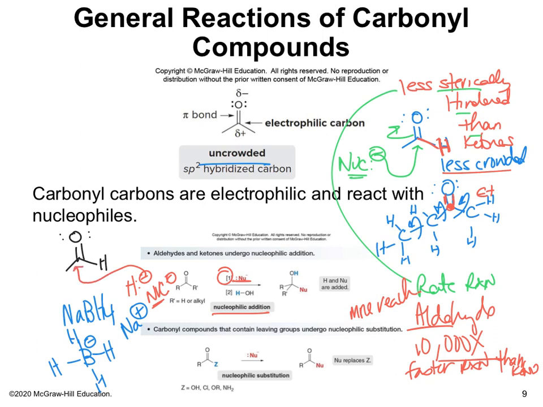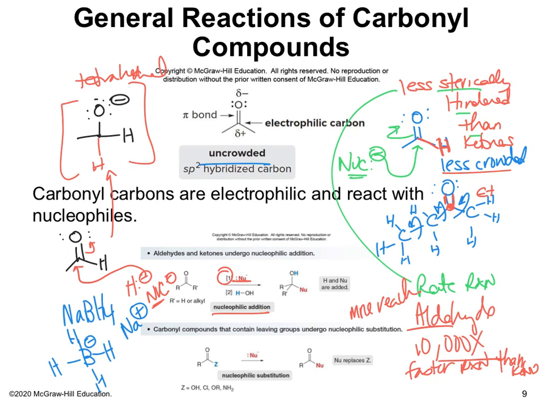This is going to nucleophilically add. We'll go straight up here. And so the electrons go on the oxygen, and then we've added this hydrogen. This is a tetrahedral intermediate. You're always going to have the tetrahedral intermediate for nucleophilic addition. And then you need to add a proton source, usually water, and then it protonates to make, in this case, a primary alcohol.